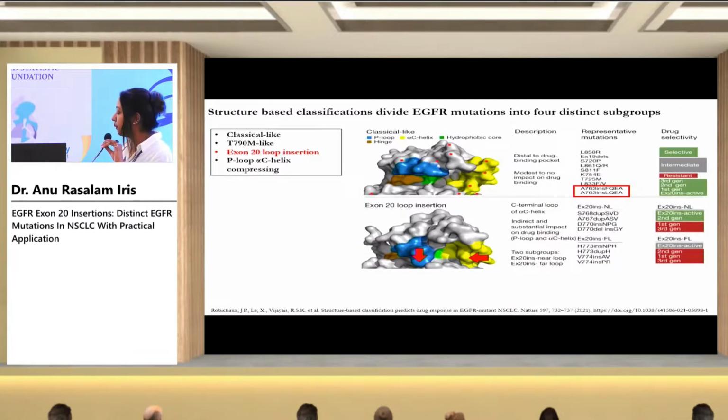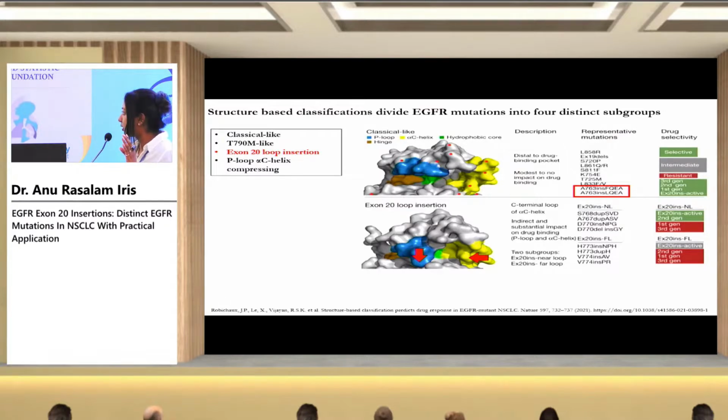This was a really good paper last year where they divided exon 20 variants, the whole of EGFR mutations, into a structure-based classification. So they found 4 types: classical-like, T790M-like, exon 20 loop insertions, and P-loop alpha C helix compressive. So these were based on structures of the EGFR depending on what mutation they studied. Now, as you can see, with the exon 20 loop insertion, there are two types called the near loop insertion and the far loop insertions. So they respond differently to the clinical TKIs that we have.